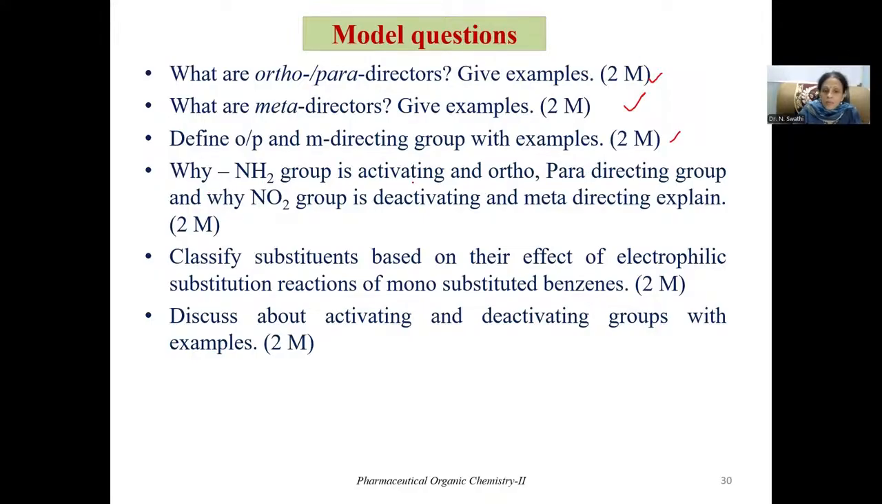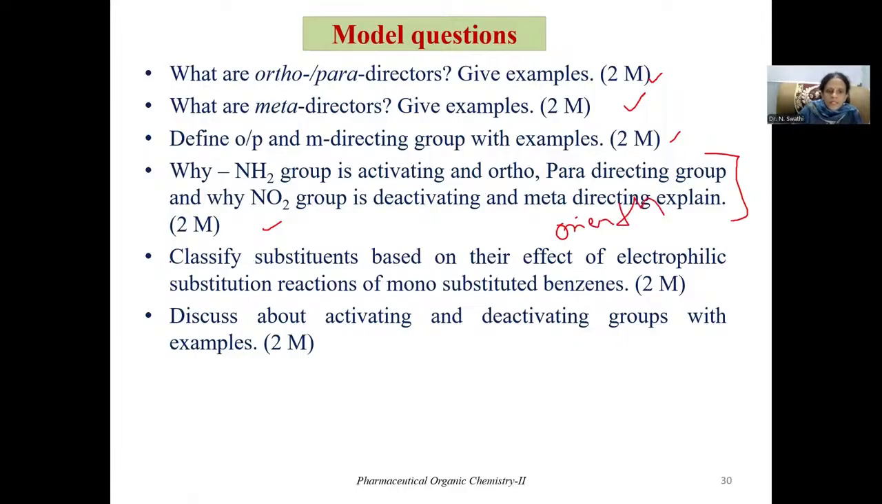Why is the amino group an activating and ortho-para directing group? And why is the nitro group a deactivating meta directing group? Explain. That is what we discussed in the previous discussion. So this is referring to the orientation, that means this question is related to the orientation.